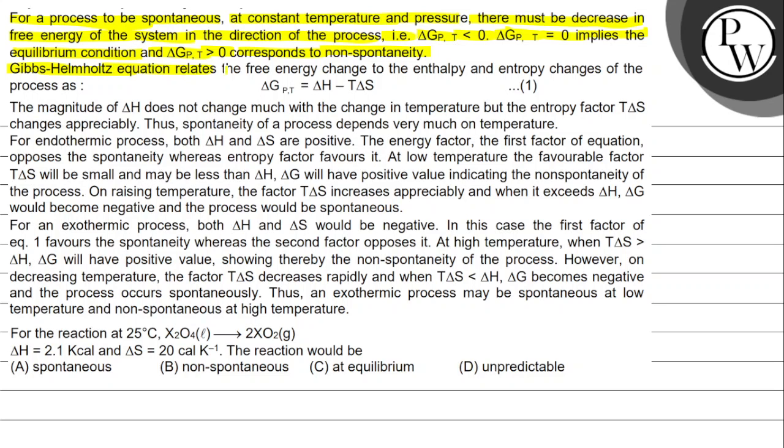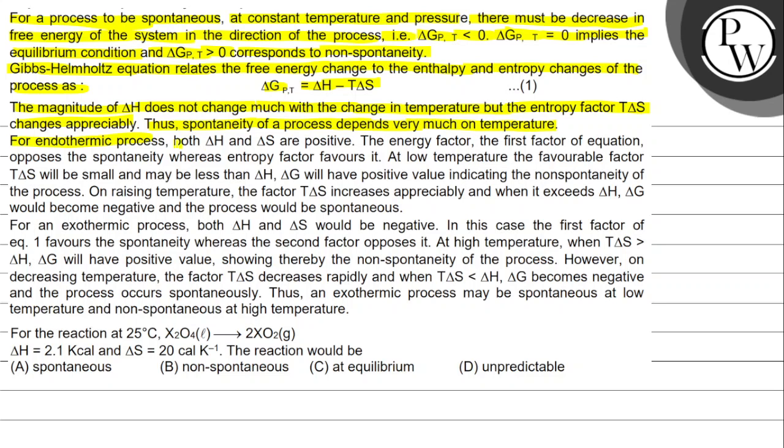The Gibbs-Helmholtz equation relates the free energy change to the enthalpy and entropy change of the process as delta G at constant pressure and temperature is equal to delta H minus T delta S. The magnitude of delta H does not change much with a change in temperature, but the entropy factor T delta S changes appreciably. Thus, the spontaneity of a process depends very much on temperature.